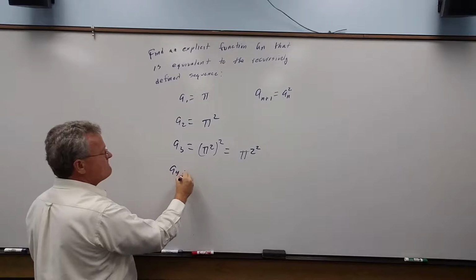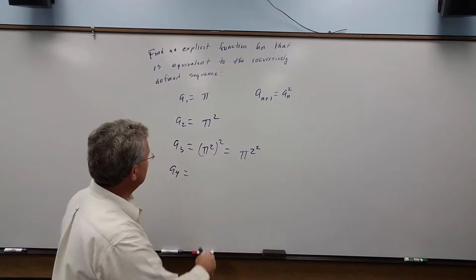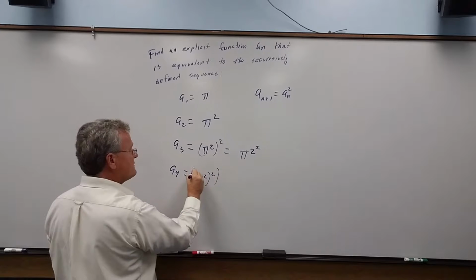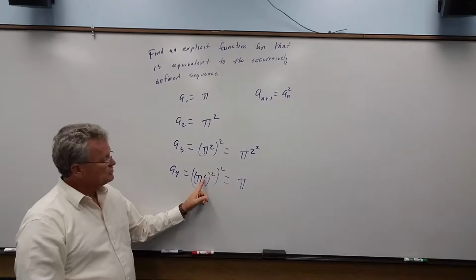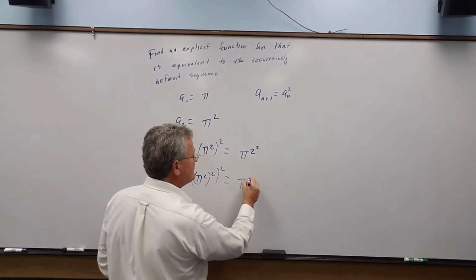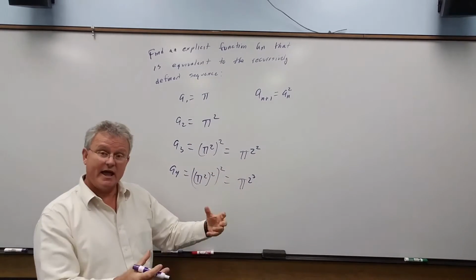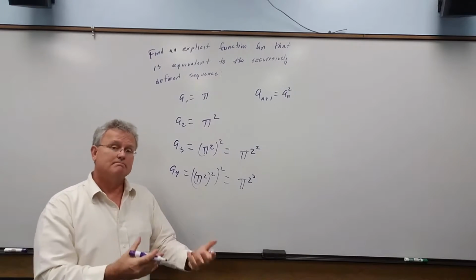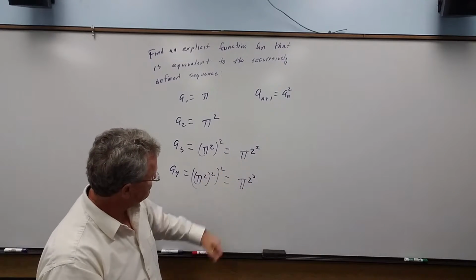What is a_4? a_4 is a_3 squared, and a_3 is pi squared squared. Then we square this. What is this? This is pi raised to the 2 raised to the third. Because again, exponentials are repeated multiplication, just like multiplication is repeated addition. So 2 is multiplied 3 times here.